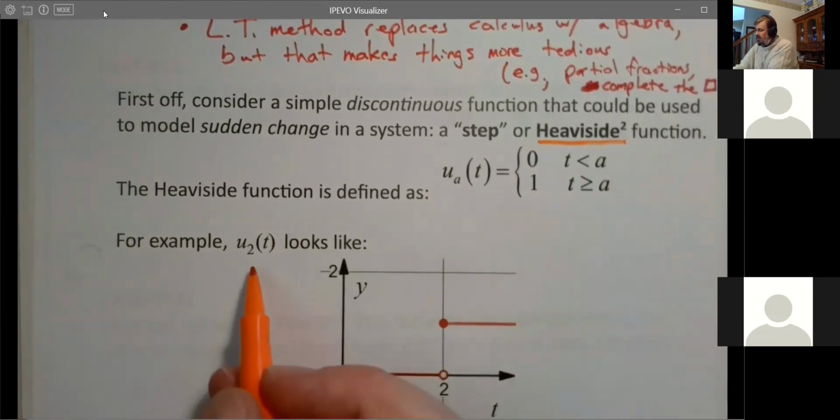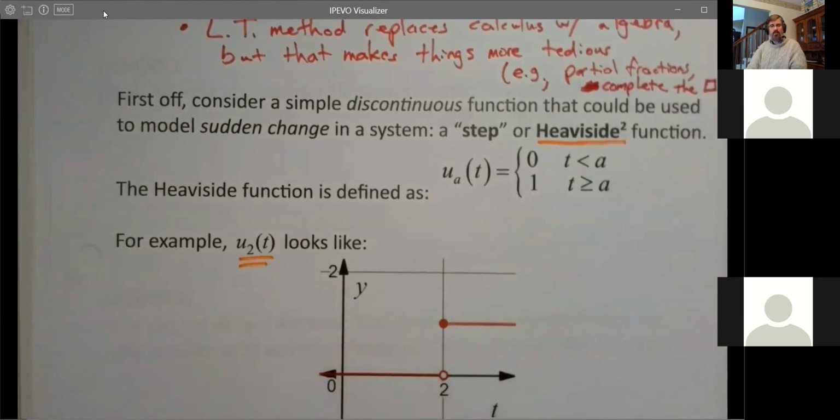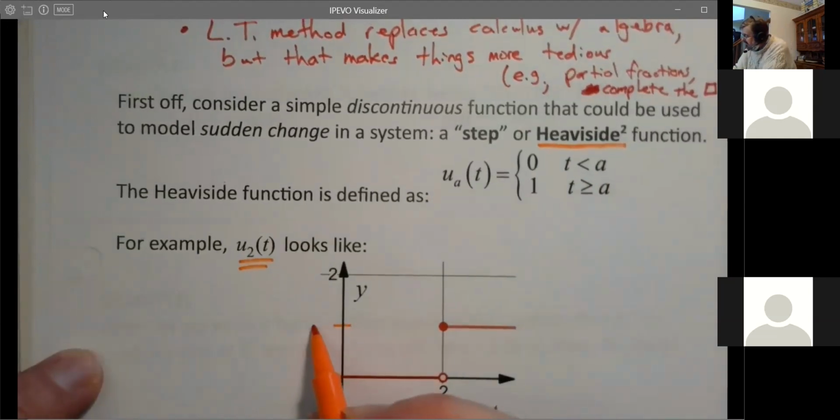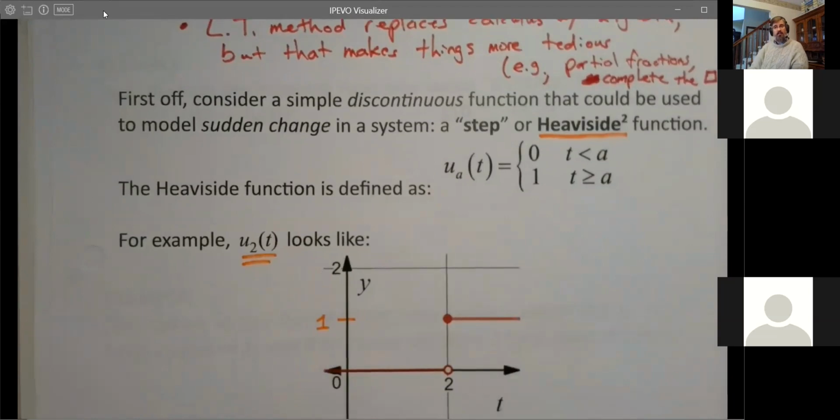So this is what u sub 2 would look like. Everywhere all the way up to t equals 2, but not including t equals 2, it's at a height of 0, right? And then as soon as t equals 2, it pops up to a height right here of 1. That's all that it does. It's a unit, meaning 1 unit, step function.